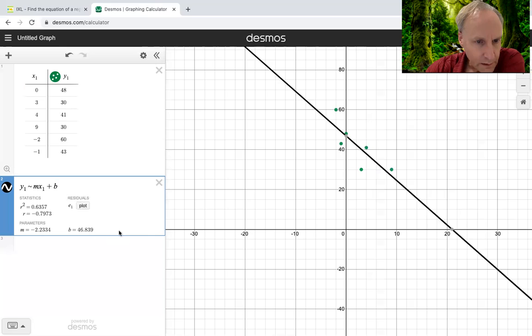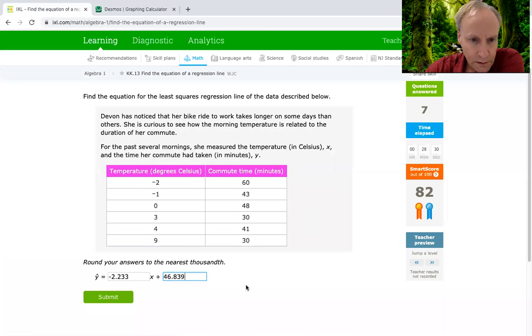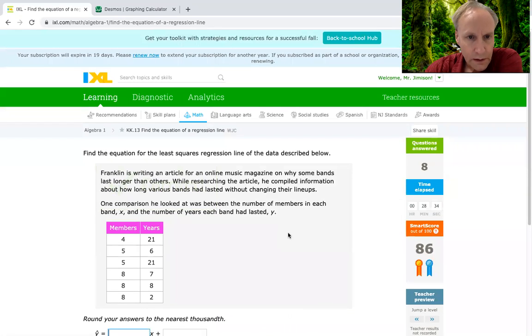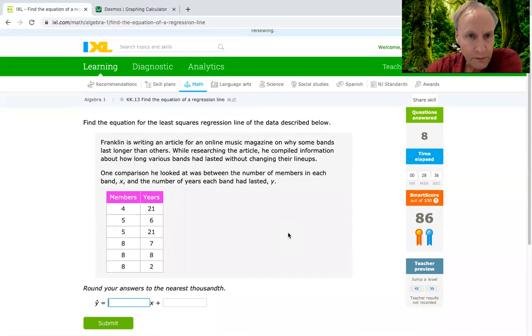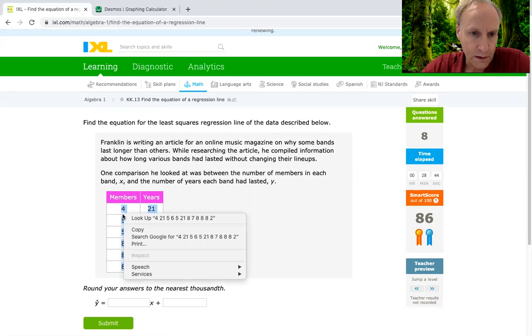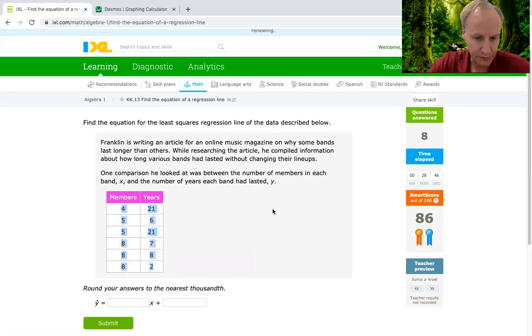Yes, and 46.839 looks good. And we have an article, members and years. Man, we are going super slow. I need to get done, so I'm just going to copy it. And oops, I want to look it up. I want to Command C.